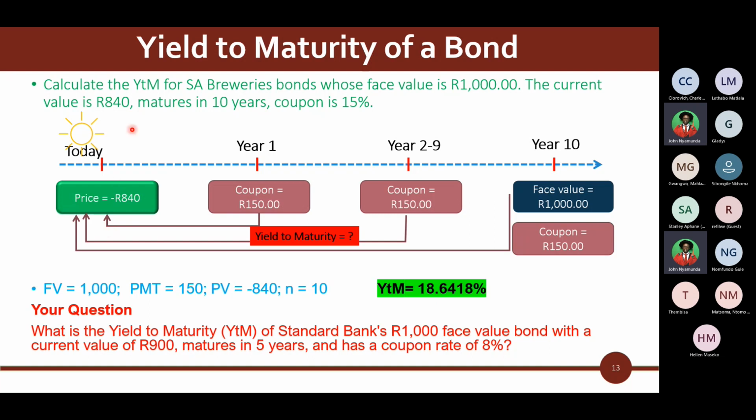Seriously, ladies and gentlemen, PV minus 840, that's the price we are given there. N is 10 because we are told it matures in 10 years. PMT is 150 because it's 15% of 1,000. Then we say, go and find me an I, which gives you 18.64818. Ladies and gentlemen, your question is in red. If you have a question, post it in the chat.